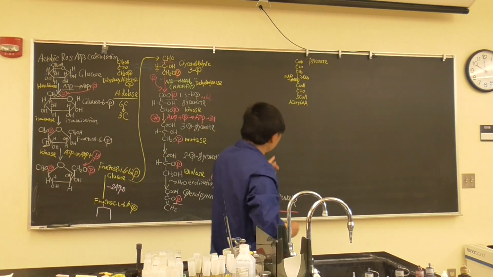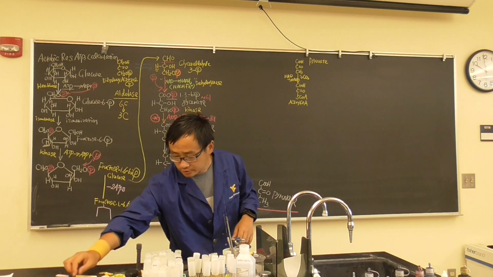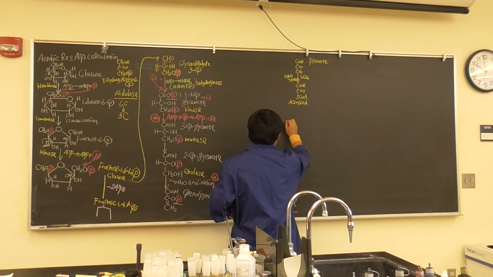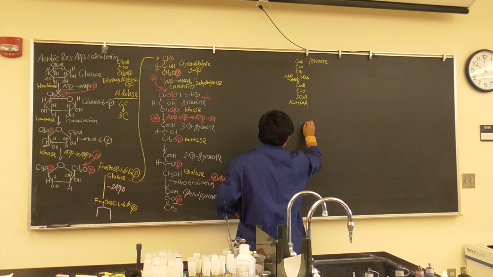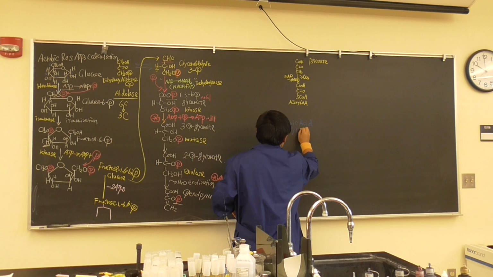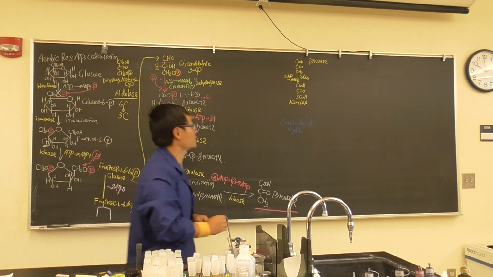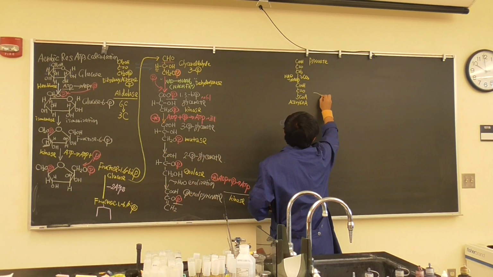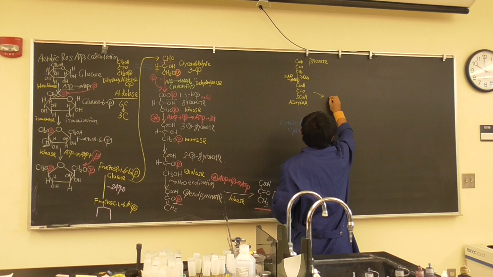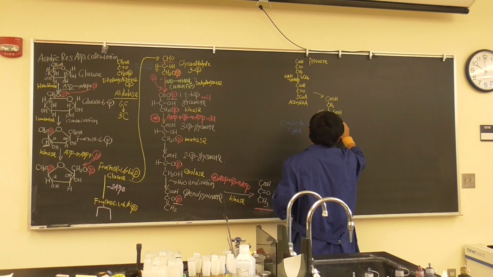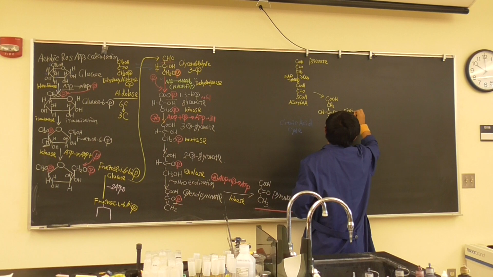Okay, this cycle, we call it the citric acid cycle. Therefore, you should know absolutely the structure of citric acid. So we go here. Let's draw these one by one. What is citric acid? COOH, CH2, COH, COOH, CH2, COOH. That is citric acid.